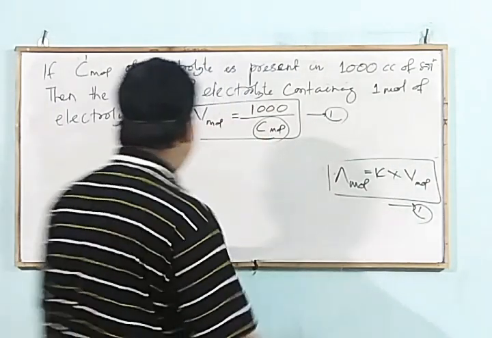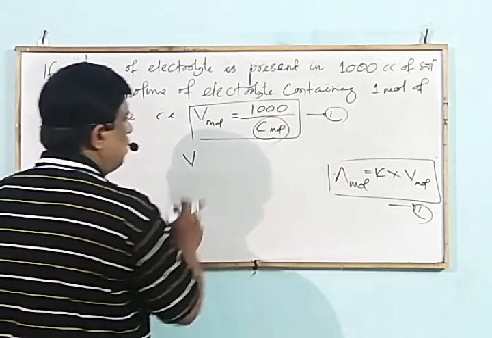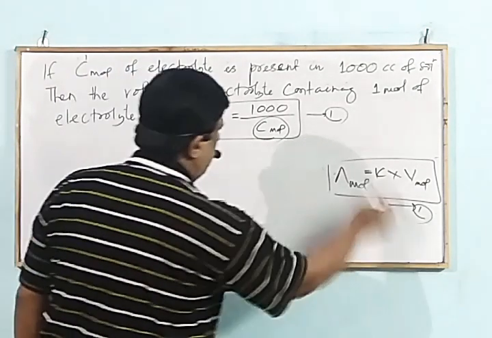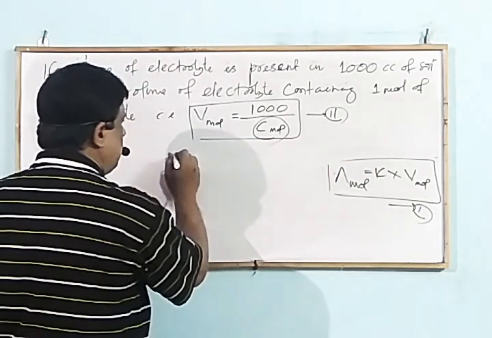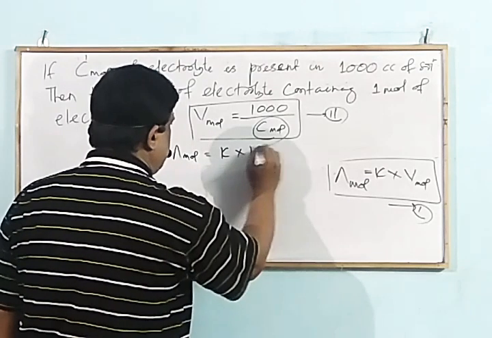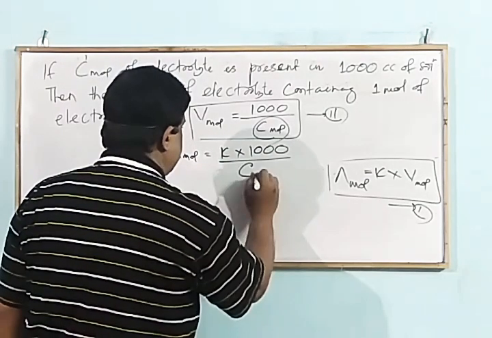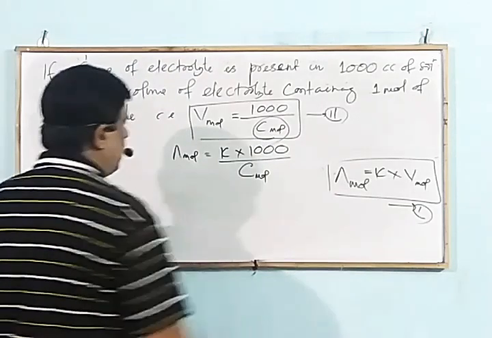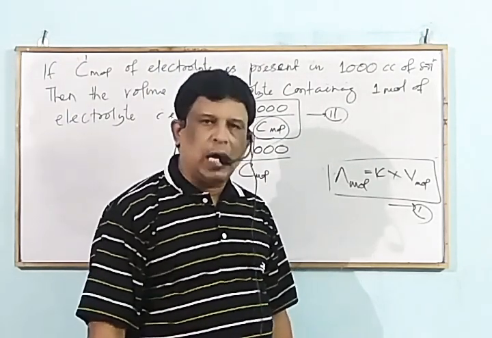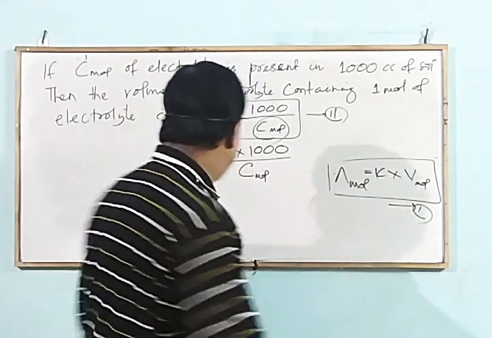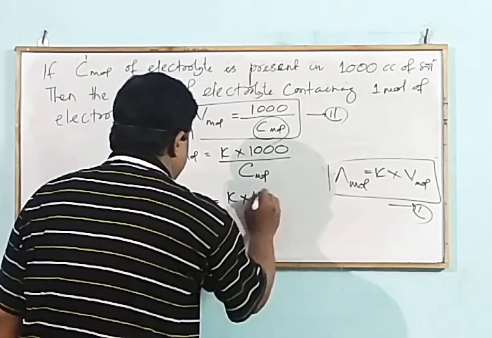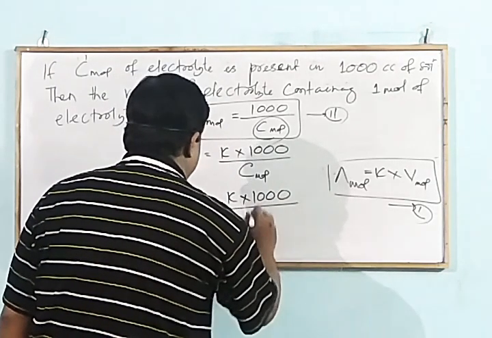If we apply the value of V from equation 1 in equation 2, we have lambda mol, molar conductance, is equal to kappa into 1000 by C mol. Now concentration is better expressed as molar solution, molarity. That means molar conductance is equal to kappa into 1000 by M.